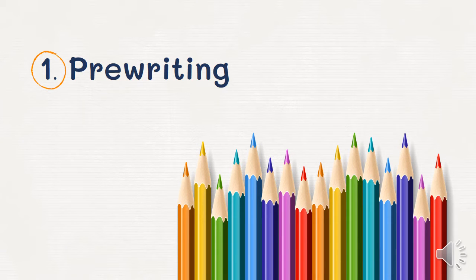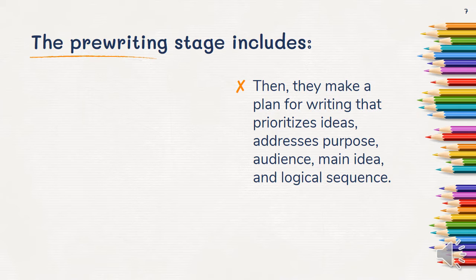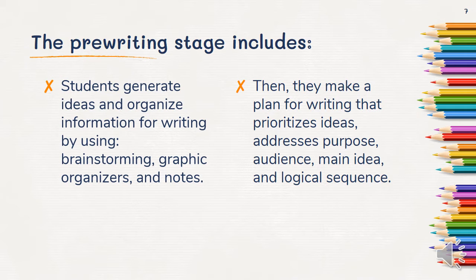The first step in the writing process is pre-writing. The pre-writing stage includes students generating ideas and organizing the information by using brainstorming, graphic organizers, and notes. They also make a plan for writing that prioritizes ideas, addresses purpose, and the main idea, and the logical sequence. Purpose means why they write, and the audience, whom they are writing to.